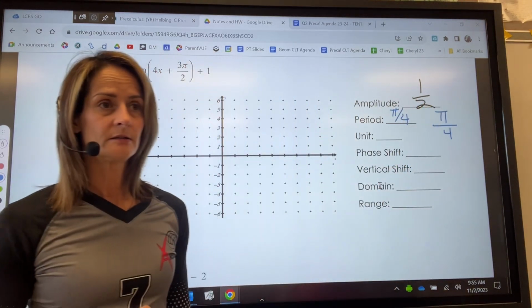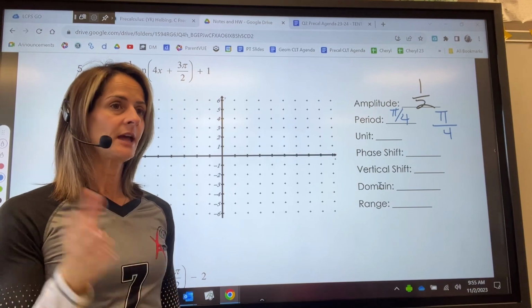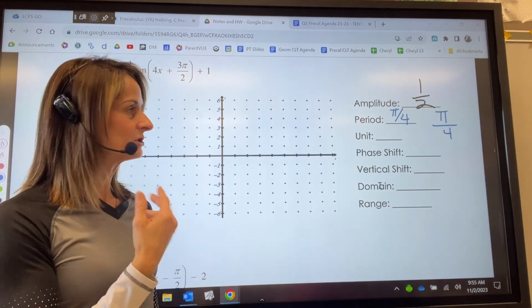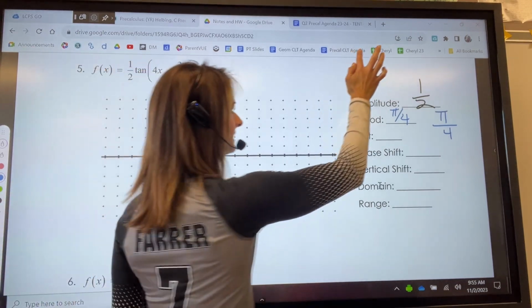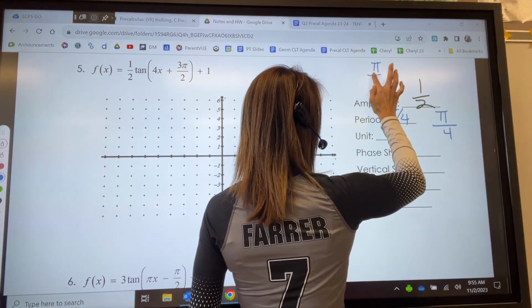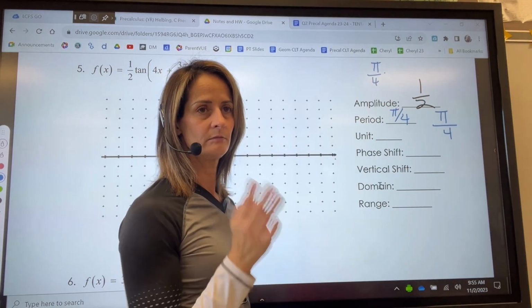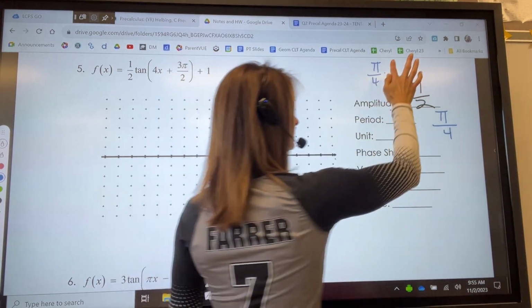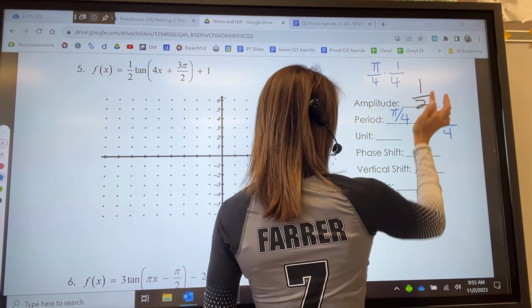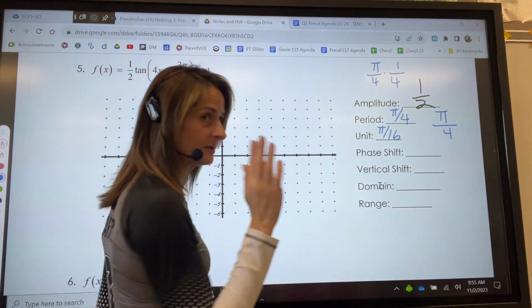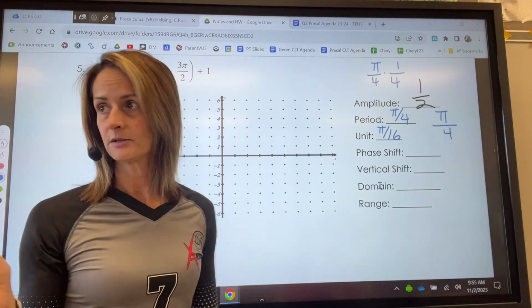The unit, we take the period and we cut it up into 4 nice even pieces. To do that, we just divide it by 4. And if I take pi over 4 and I divide it by 4, we never divide a fraction by a number. We always multiply by the reciprocal. So we're dividing by 4, we're multiplying by 1/4. That unit is going to be pi over 16.